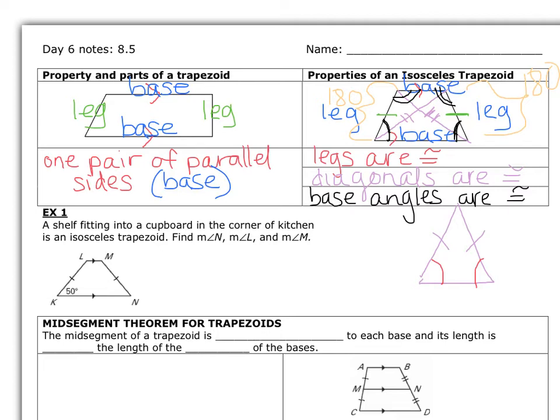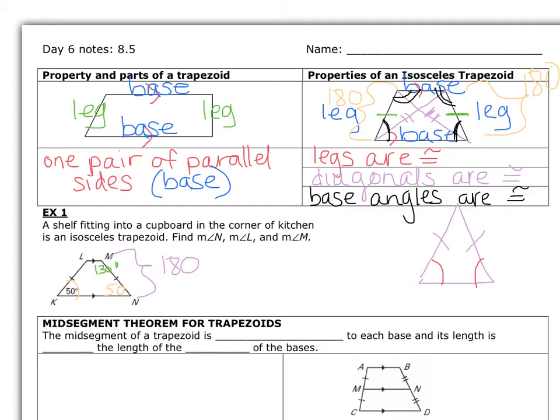So now let's look at example 1. A shelf fitting into a cupboard in the corner of a kitchen is an isosceles trapezoid. Find the measure of angle N, L, and M. All right, so if it's isosceles, the base angles are the same. So if that angle is 50, that one's 50. Well, to find L and M, we have to apply that along the legs is 180 degrees. So if we take 180 minus 50, then we're going to get 130. So this angle in here is 130 degrees.